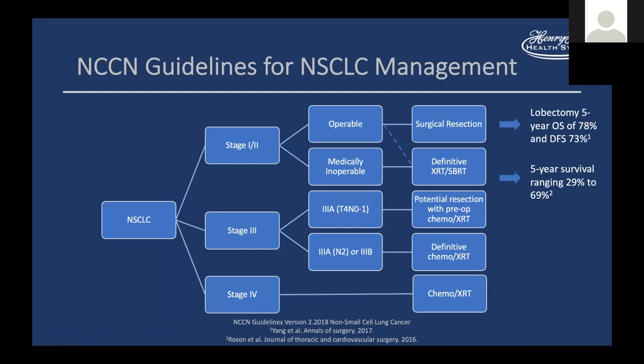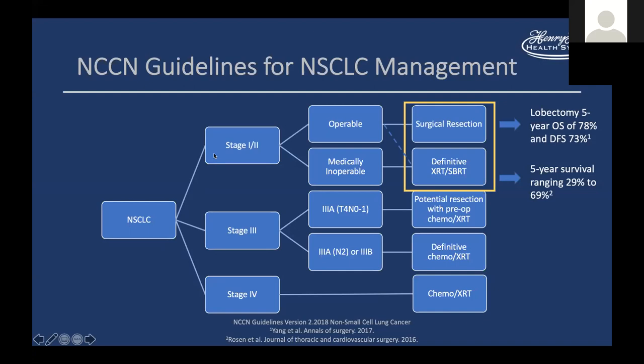This is a flowchart looking at a very simplified version of the NCCN guidelines for non-small cell lung cancer staging. The big part about this flow graph is looking at which patients would be candidates for curative intent treatment. And by curative intent, I mean surgical resection or definitive radiation therapy.